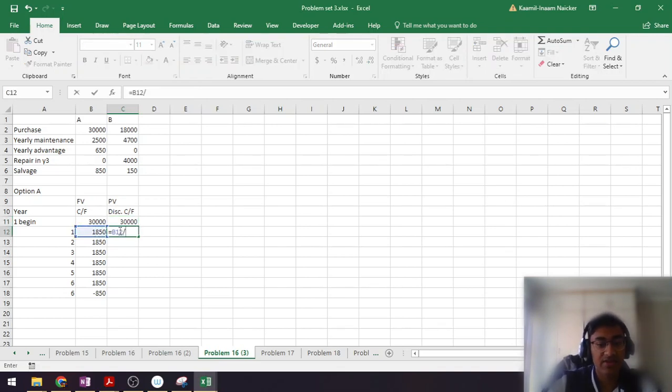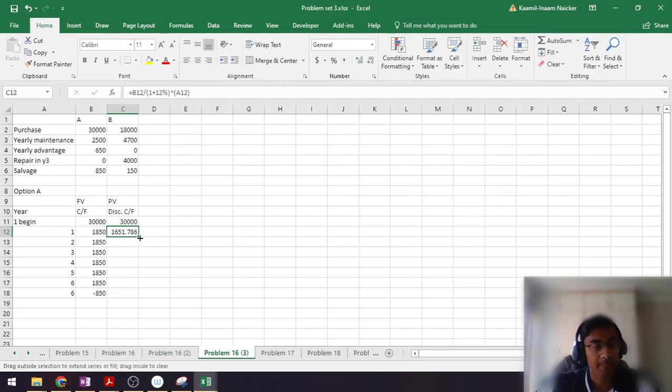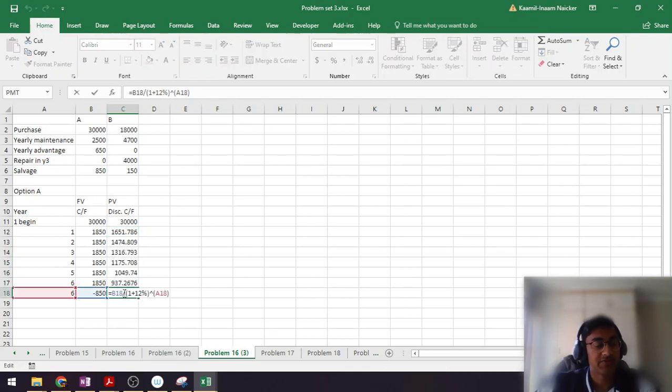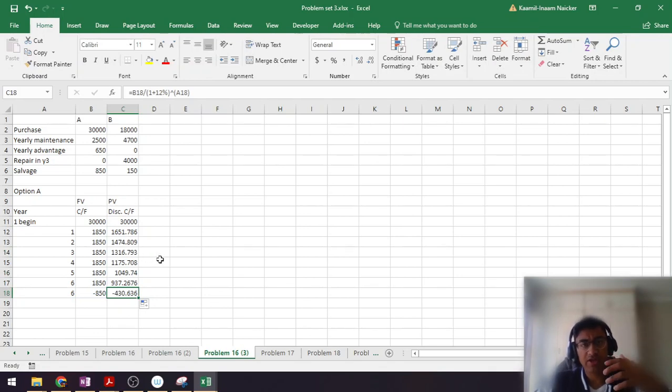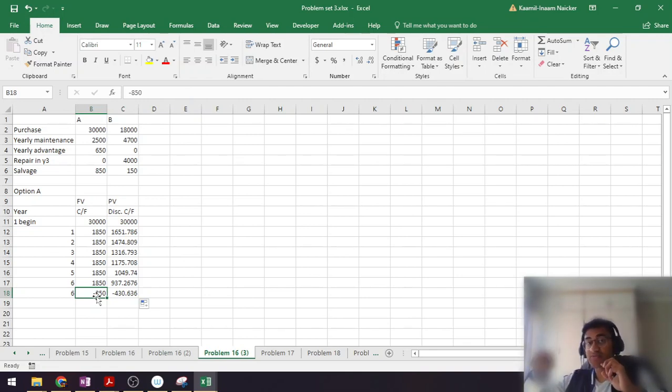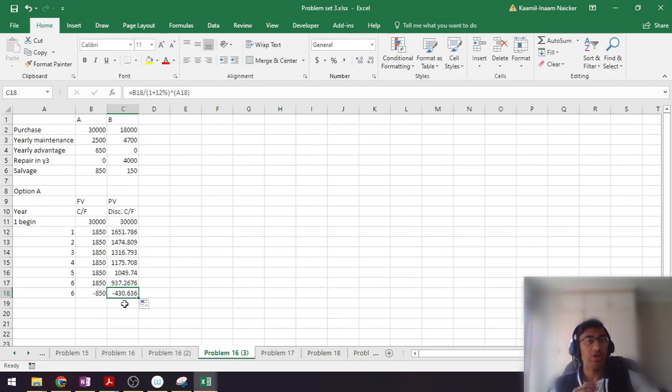This is equal to 1850 divided by 1 plus the interest rate over 1 year. Okay, then I'll pull this all the way down. And that's fine. Okay, so now just to help you appreciate what is actually going on here, this 850 rands that I receive 6 years from now is actually worth 430 rands today. So why do I say that? Remember, your money is depreciating over time. So what you can buy for 850 rands in 6 years, you can buy today for only 430 rands, because your money is much more powerful today than it will be in the future.